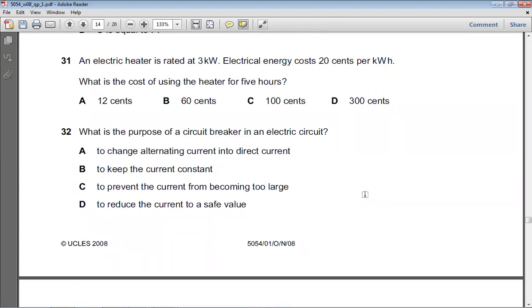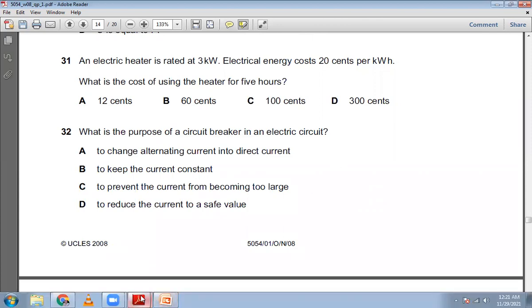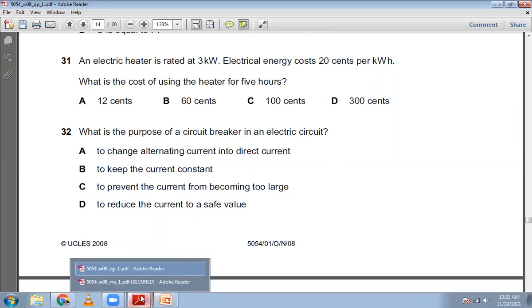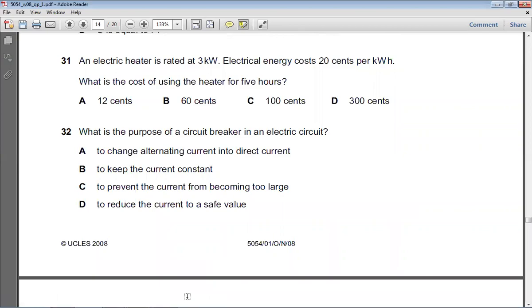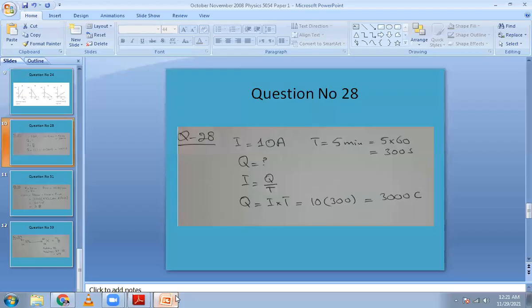An electric heater is rated at 3 kilowatt. Electric energy costs 20 cents per kilowatt hour. What is the cost of using the heater for 5 hours? You can see we can find out the cost of using an electric appliance. The formula is power multiply time multiply price of 1 unit. Let me show you.